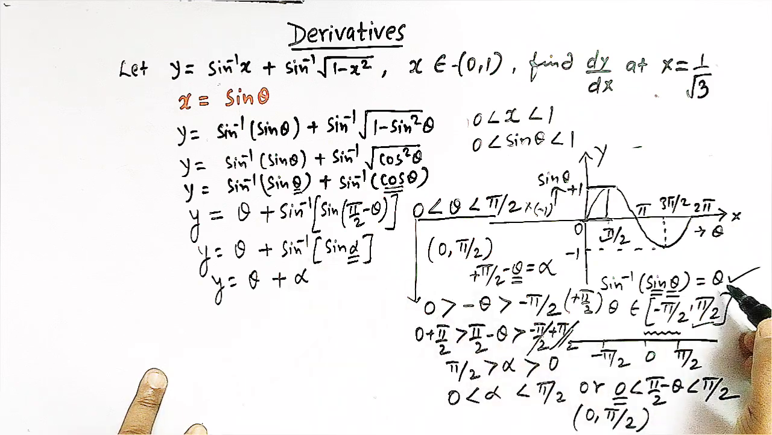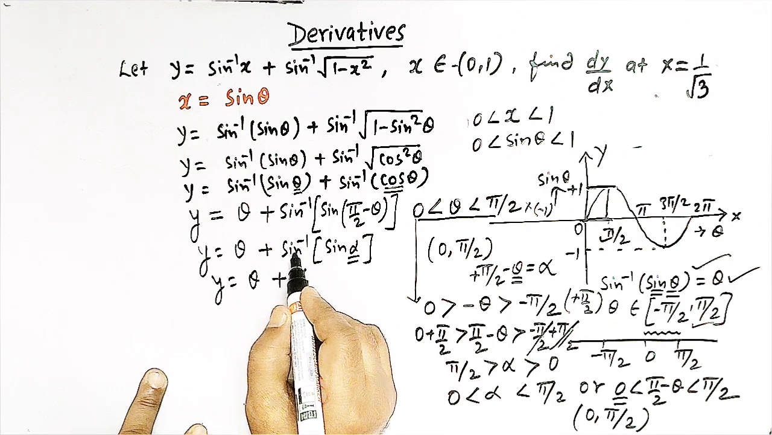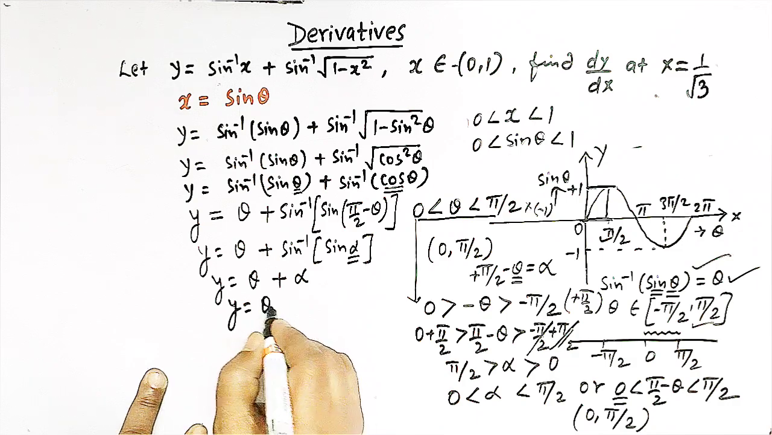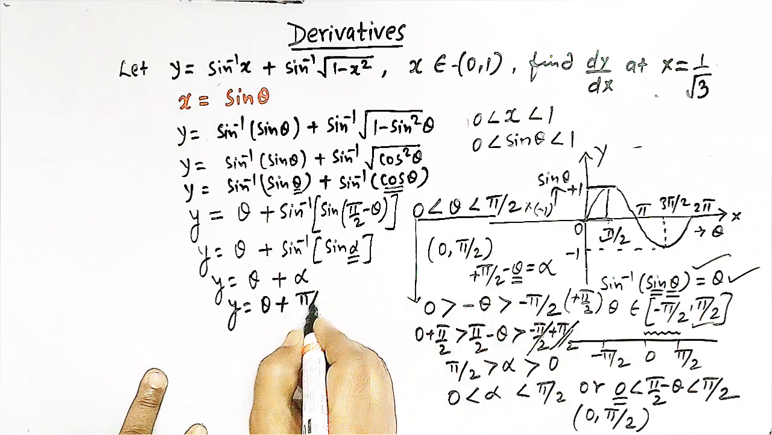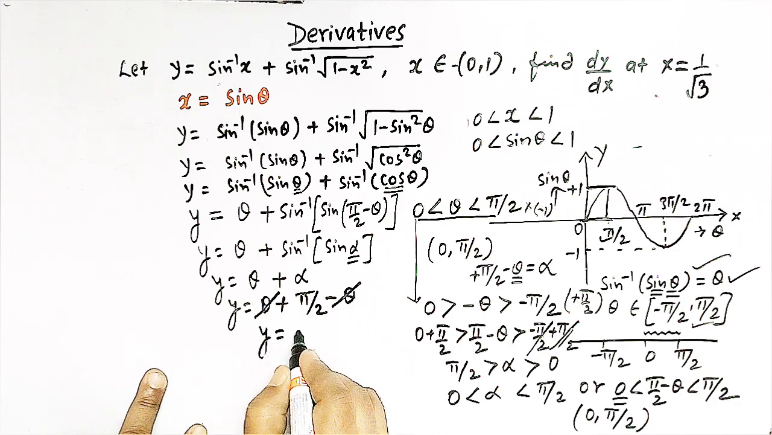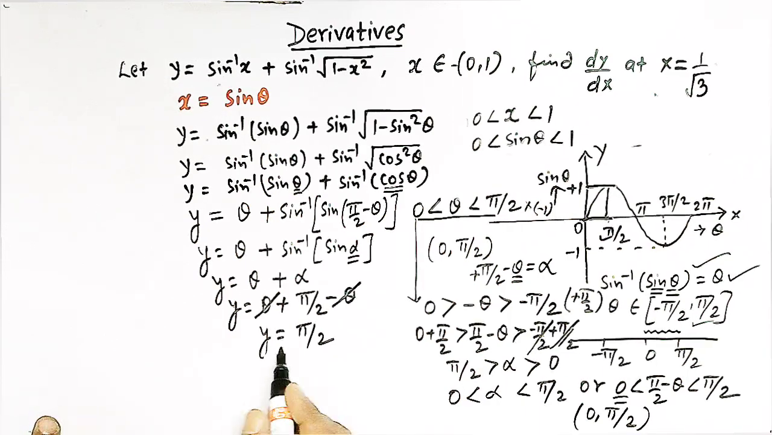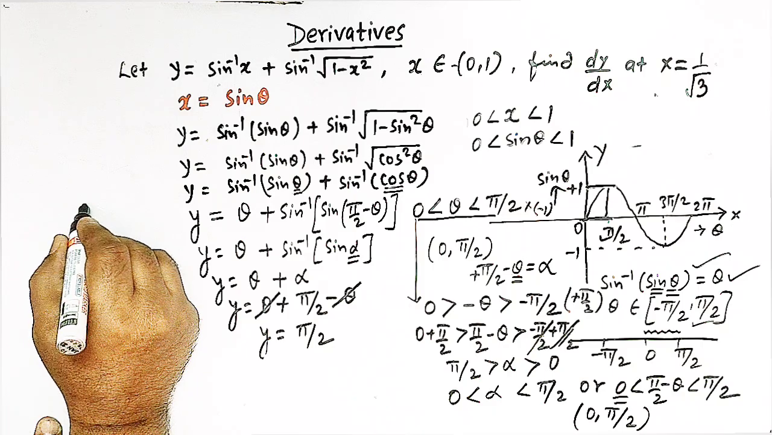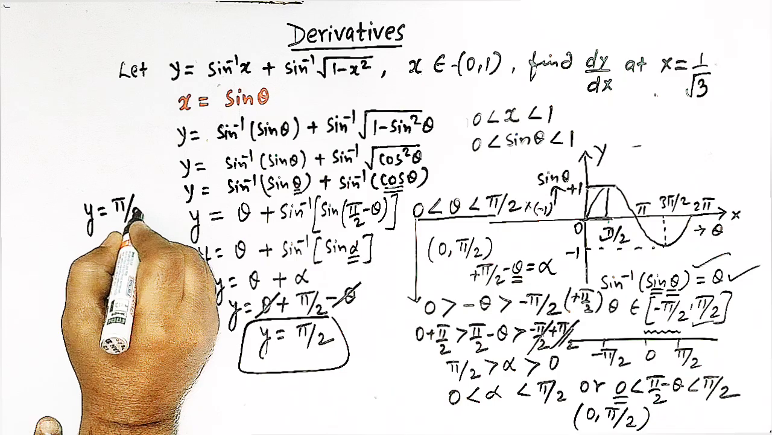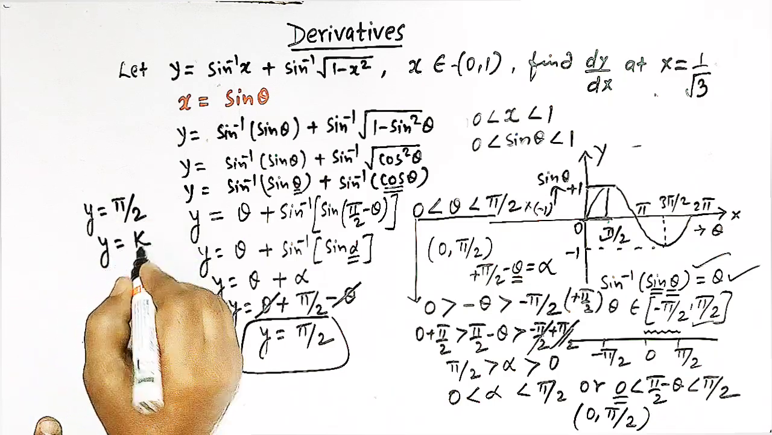So here due to this property, that is sine inverse sine theta is equal to theta, we can now write sine inverse of sine alpha as alpha. So now we have here theta plus alpha, which is pi by 2 minus theta. So theta and theta get cancelled. So we have y is equal to pi by 2. So now we see that our function y is simplified to y is equal to pi by 2, and this is of the form, say y is equal to k, right?